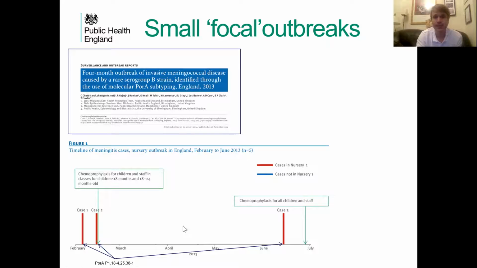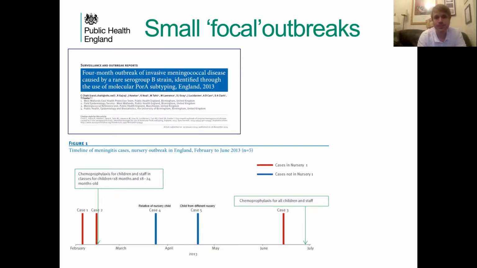And so once again, chemoprophylaxis was applied, but this time it was applied to the whole nursery. And at this time, we actually went back and did a retrospective analysis of PorA from all of the cases in the surrounding area. And we found another 2 cases with this PorA. One was a relative of a child at this initial nursery, and one was a child from a different nursery.